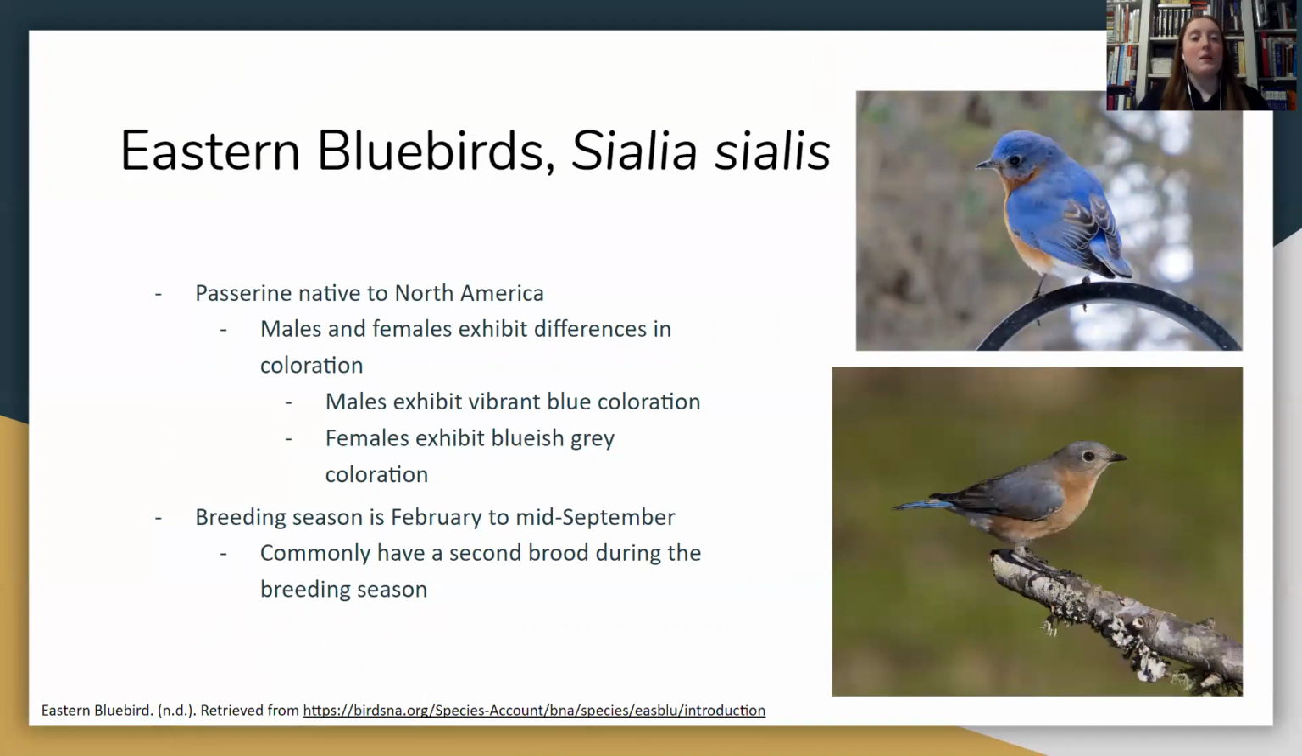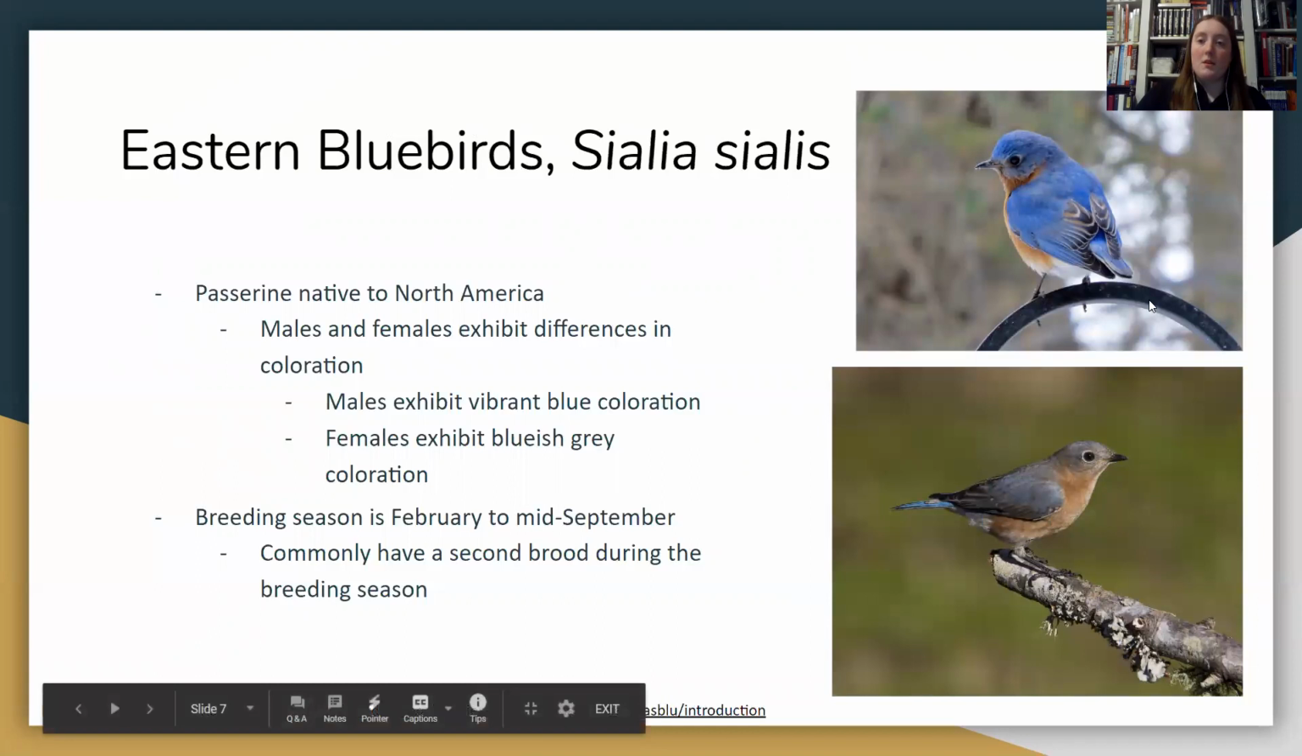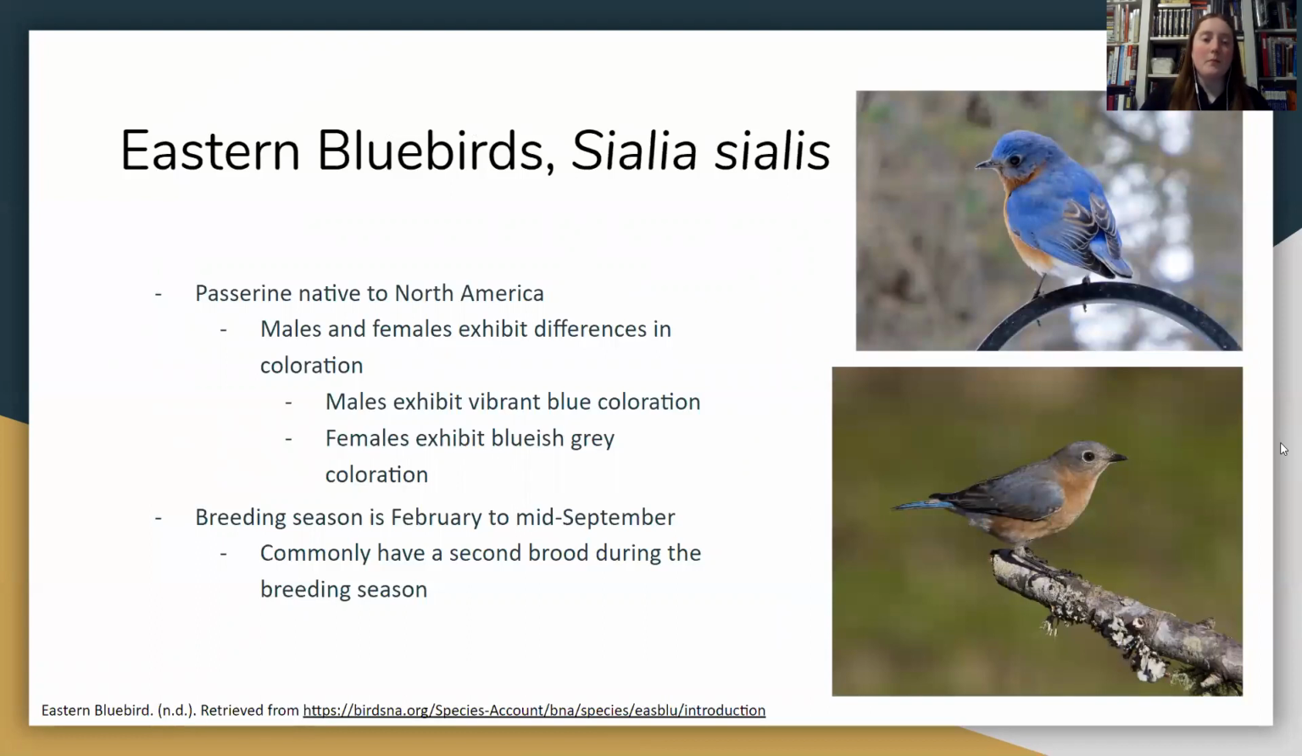The eastern bluebird is a sexually dimorphic species, meaning that there is a notable difference in morphology between the males and females. So the males have a more vibrant blue coloration along their back and head, as seen in the top photo here, and the females have a more muted bluish gray coloration along their back and head, as seen in this lower photo. Their breeding season is February to mid-September, and they generally have more than one brood per breeding season.